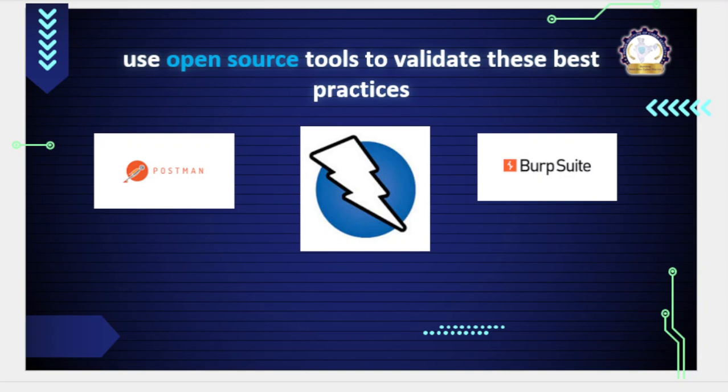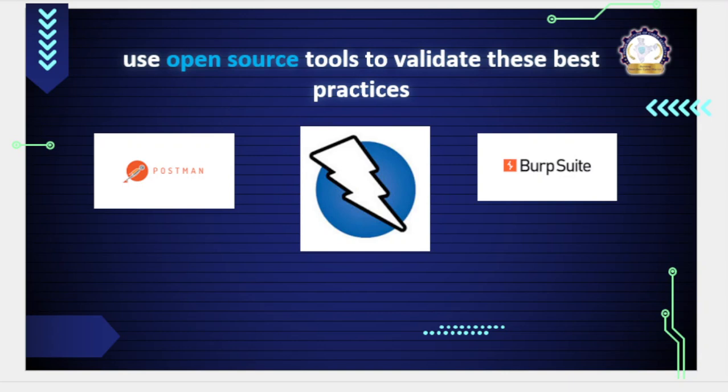Test for expected behavior. So for each input type, test for the expected behavior of the API. For example, if the API accepts a valid email address, test it with a valid email address and verify that the API accepts it. Similarly, if the API accepts an integer value, test it with an integer value and verify that the API accepts it. So test for unexpected behavior also. Test the API with unexpected input data such as invalid data or malicious data and verify that the API responds correctly. For example, if the API expects a string input but receives an integer, test it and verify that the API returns an error message indicating that the input is invalid.